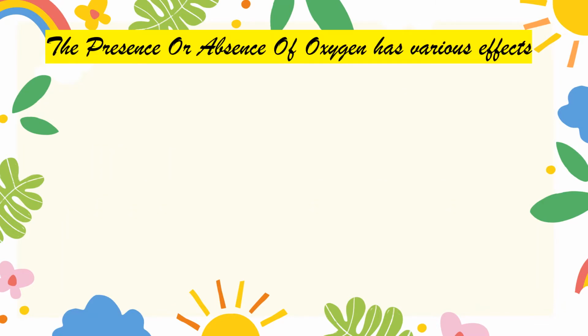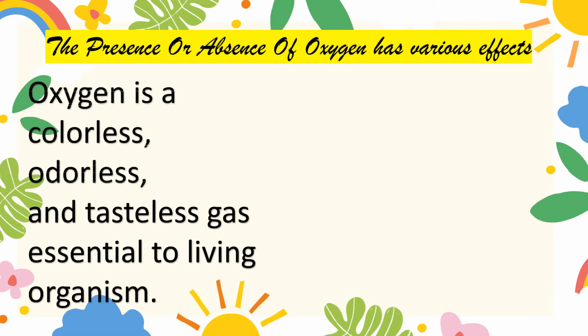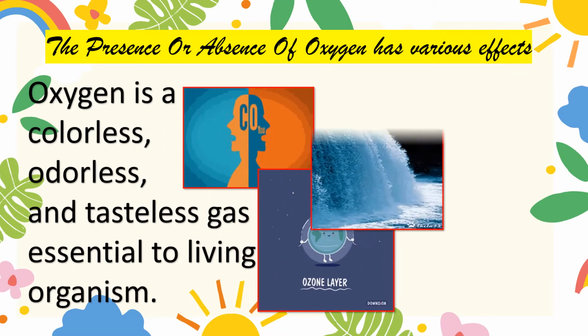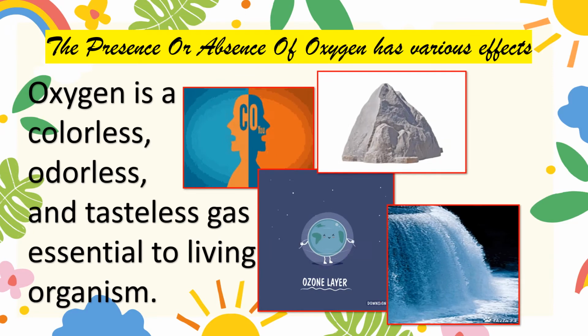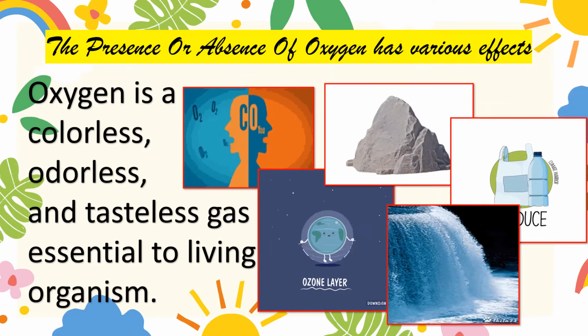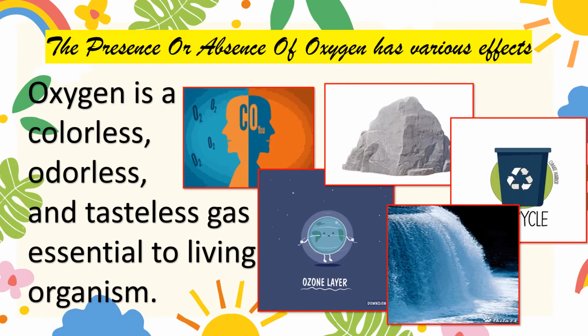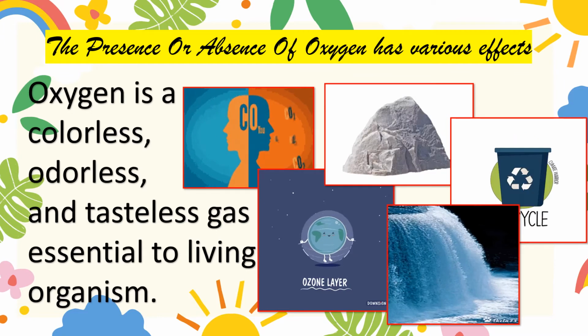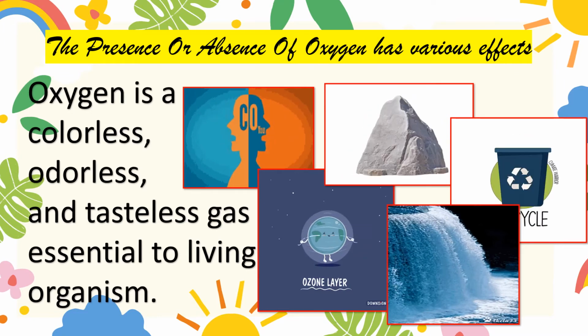What is oxygen? Oxygen is a colorless, odorless, and tasteless gas essential to living organisms. It is the third most abundant element in the universe and makes up nearly 21% of the air. Life on Earth cannot exist without oxygen. It can be found in the air we breathe, in the environment, on the ozone layer, in the water, in rock, and also in some materials made up of plastic.